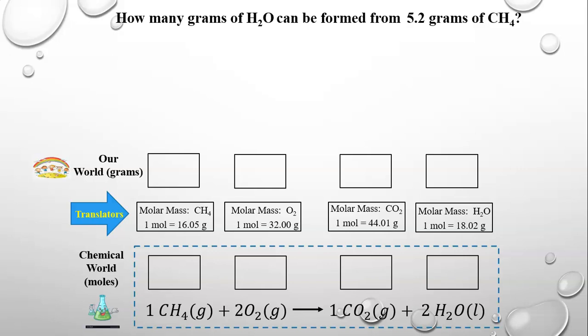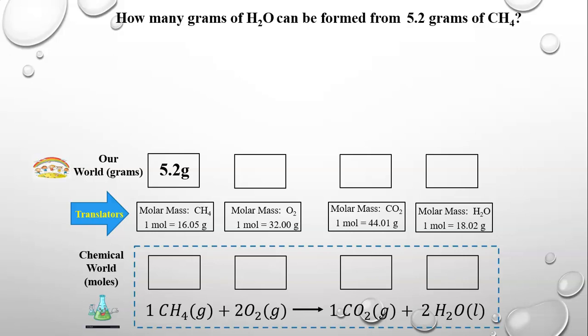Alright, so now the question is, how many grams of H2O can be formed from 5.2 grams of CH4? So we're going from grams to grams. So let's go ahead and set this up. You have 5.2 grams of CH4. It's in the CH4 column up above CH4. But it's in our world. It's not in the chemical equation. It's in the world of grams. That's what we work at.